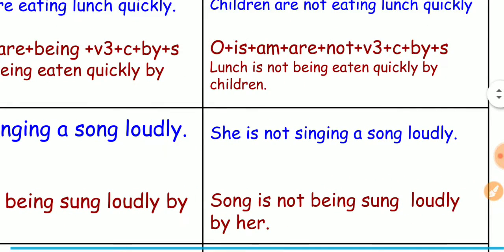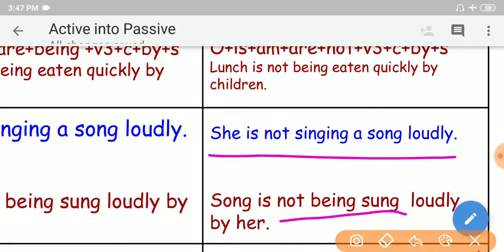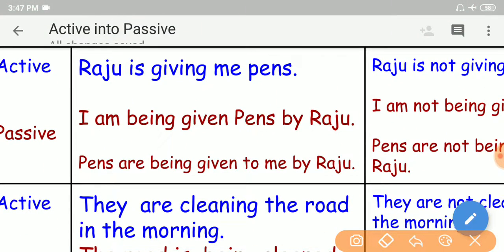So at the same time, negative sentence. Negative sentence also, see here. She is not singing a song loudly. Song is not being sung loudly by her. So this is. Again, here also some other examples.